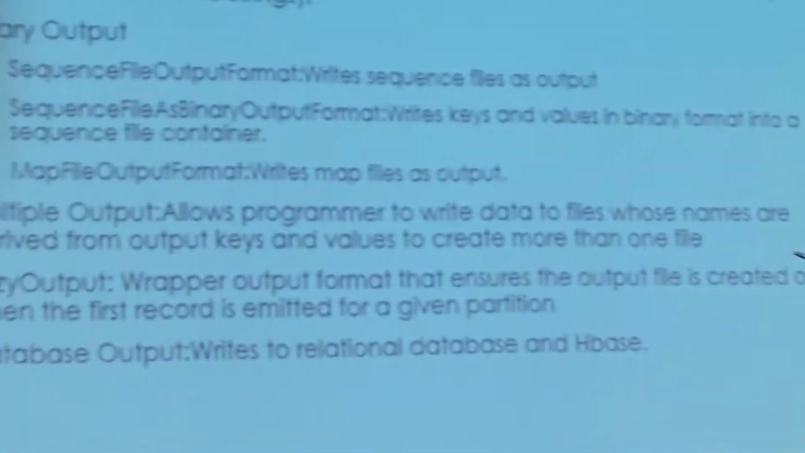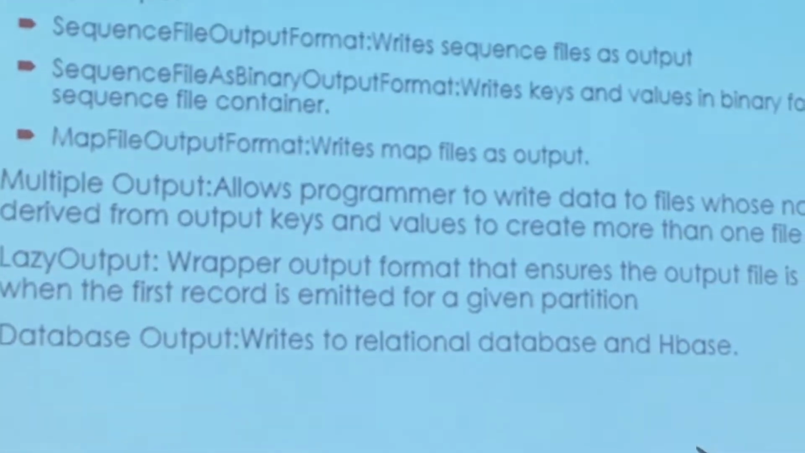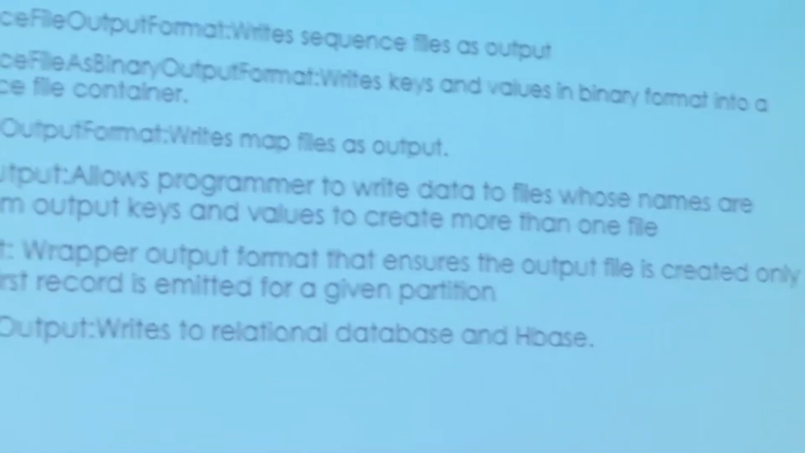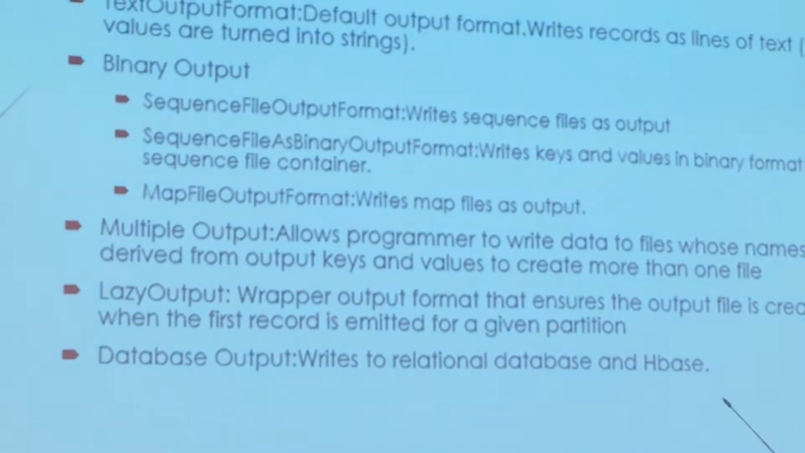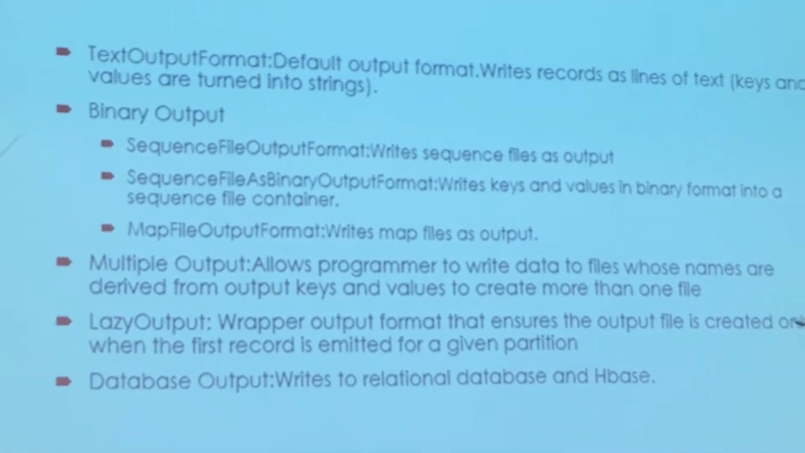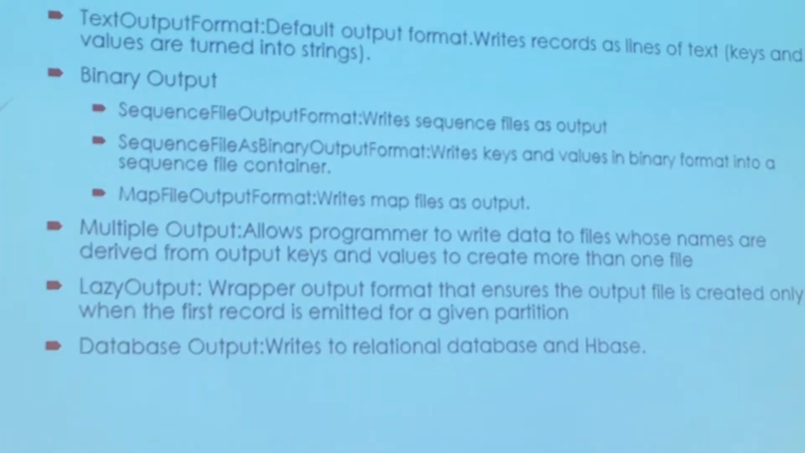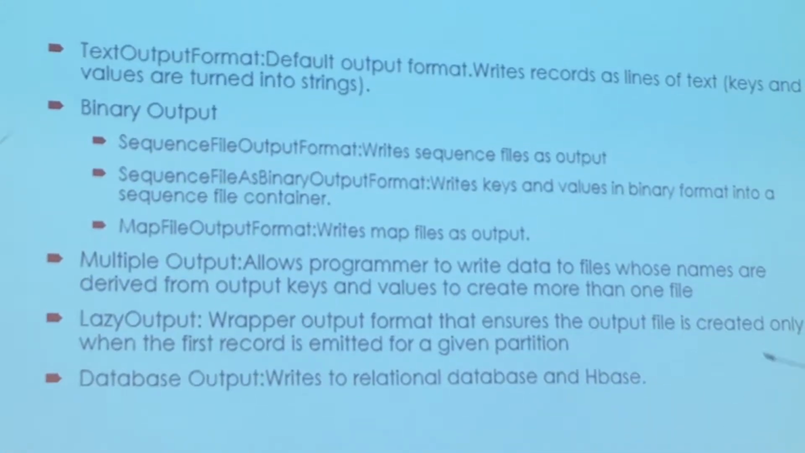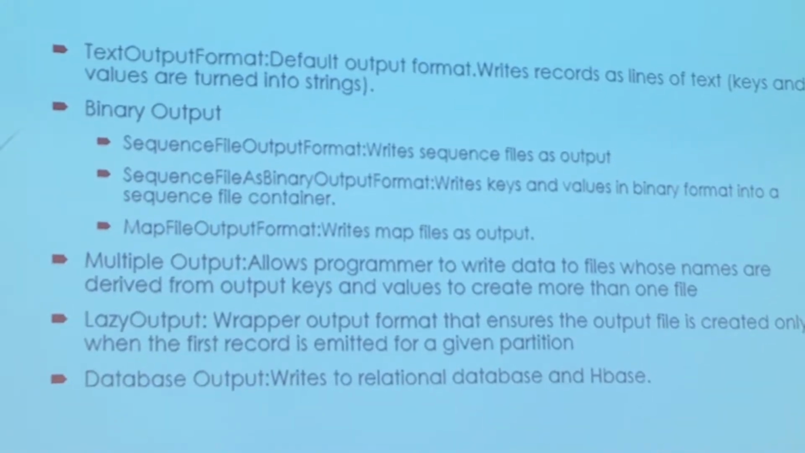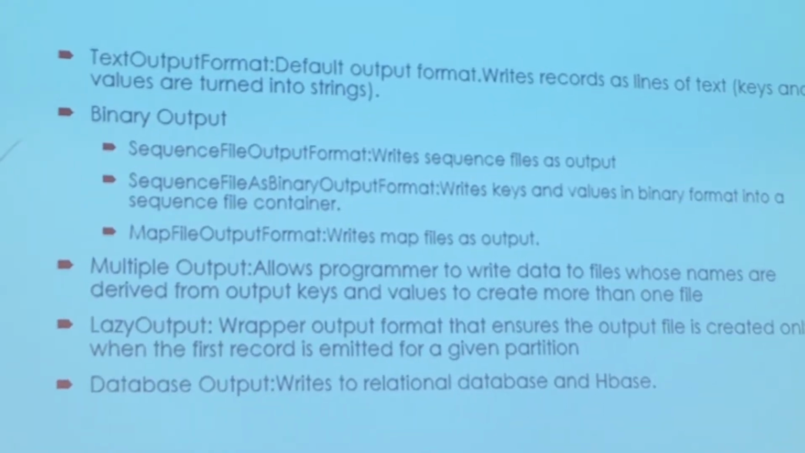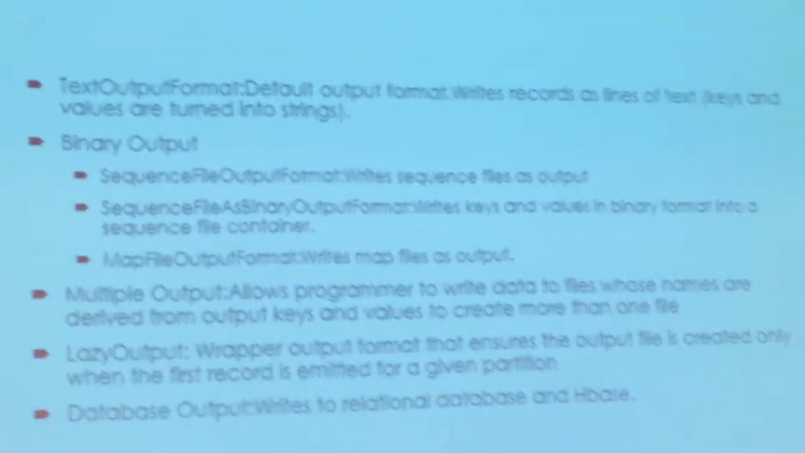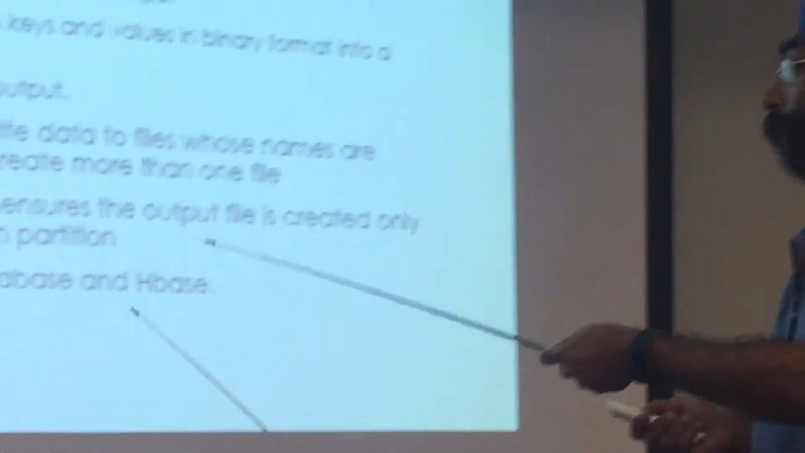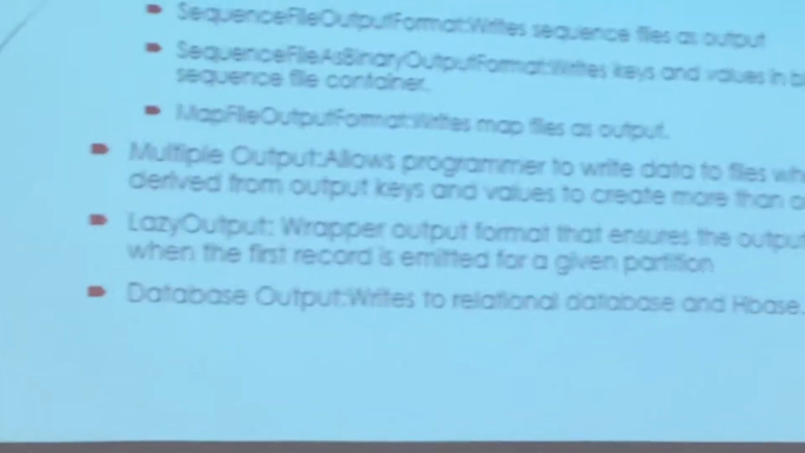The multiple output allows the programmer to write multiple files at the same time. The lazy output gives you a little bit better performance, because the program waits till the first record is there to write the output. If you want to get some performance improvement, look at the lazy output. And database output is when you are doing your MapReduce program and want to store your output into a database. You can write it into any database, either relational or non-relational, like NoSQL, HBase.